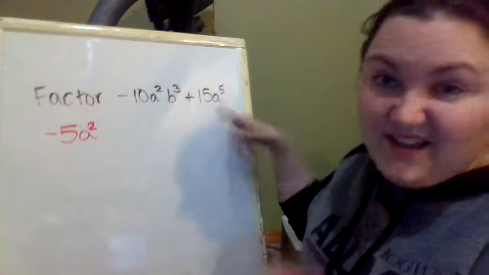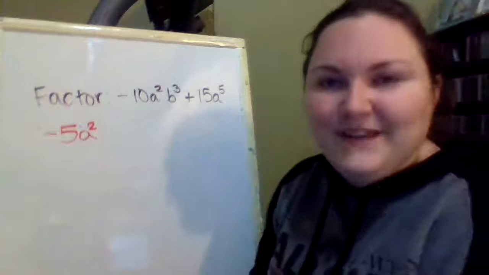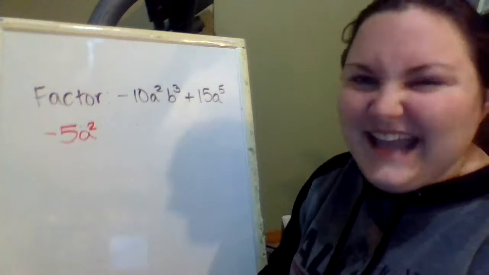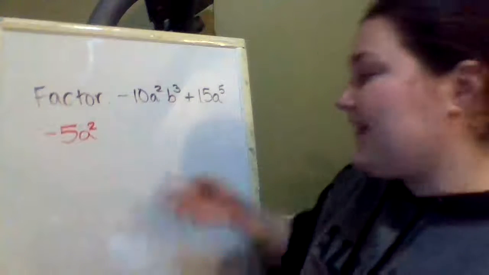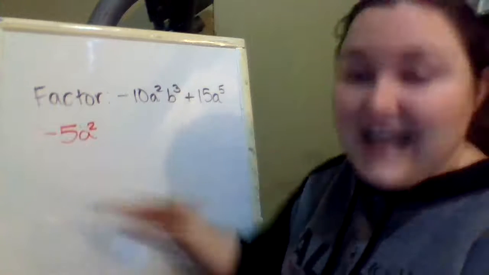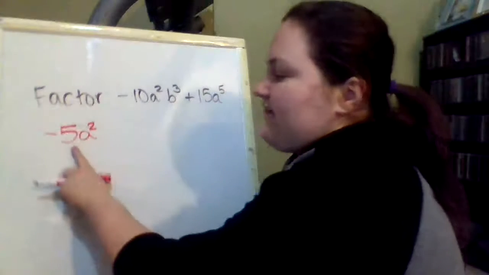This one's just got a little more. There's also b. Should b be in our greatest common factor? What do you think? Well, it can't, because it's not a common factor. This one has b, but this one doesn't. So that means a will be the only variable in our greatest common factor. So we've got our GCF, that's this.